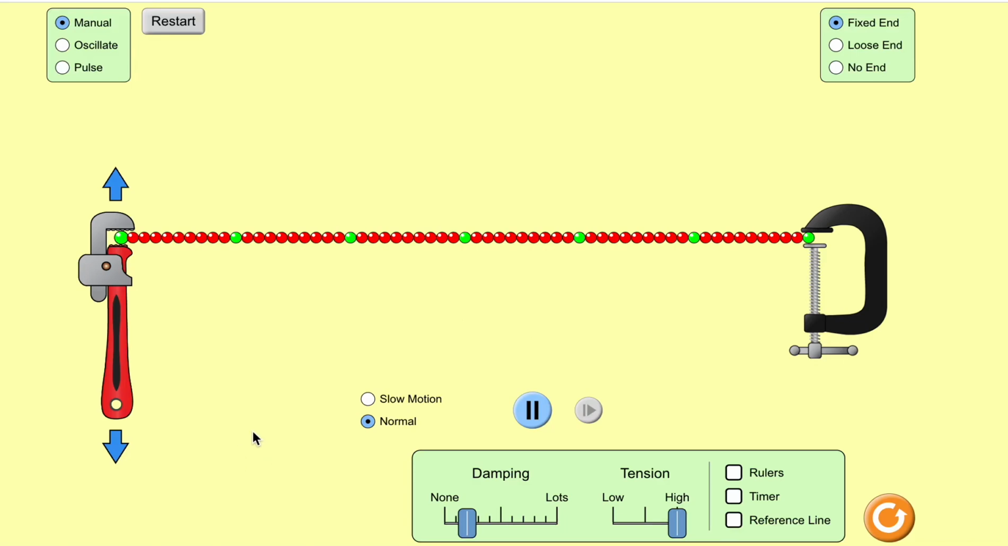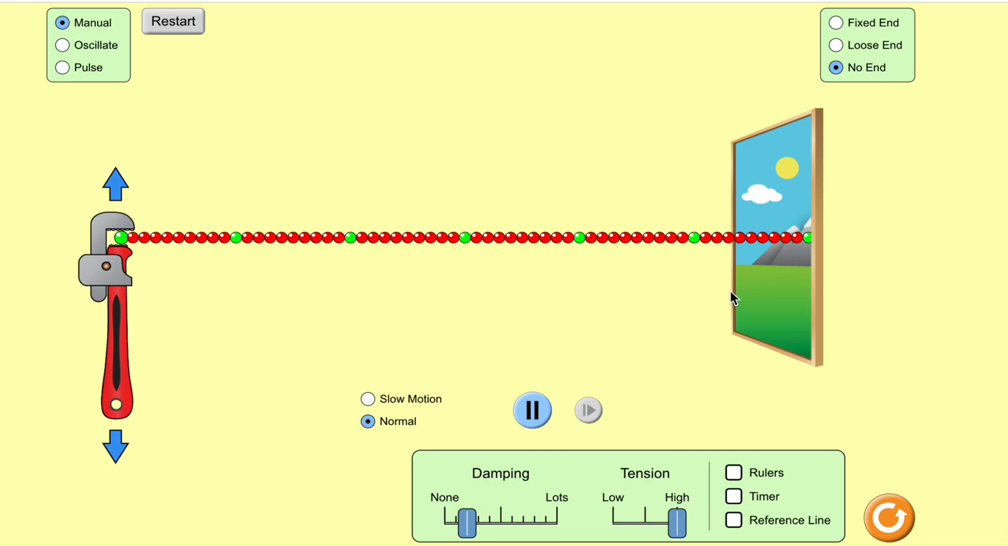Hi, kids. Okay, we're going to use this PhET simulation to learn some basic stuff about waves. If you're going to follow along with the simulation, it's a really good simulation. But I am going to set this right here to 0. That's like how much friction there is. So let's make it so there's no end. So my wave's going to go right out the window.